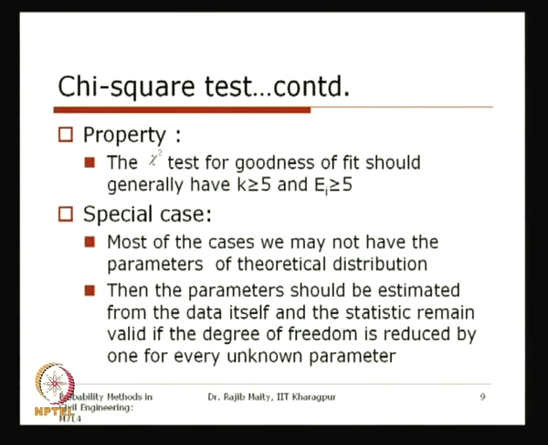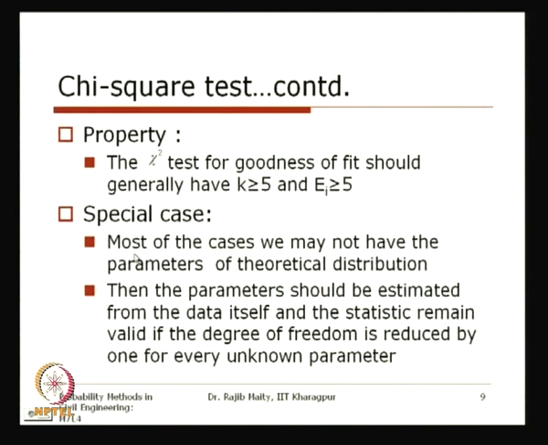Now, some more properties. I cannot directly say why these are required, but for better results, we should take care of them before we go ahead with the test. The first thing is that k should be greater than or equal to 5, so the number of groups into which we have divided the observed data should be at least 5. And the frequencies we got in each bin should be at least 5, so EI should be greater than or equal to 5.